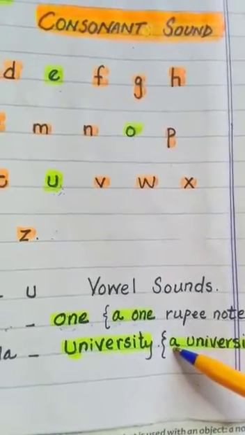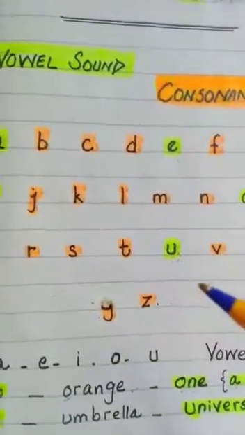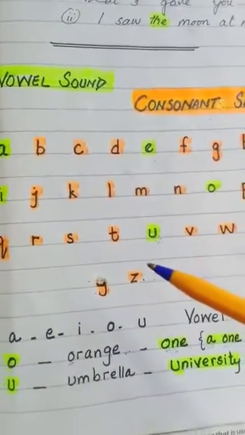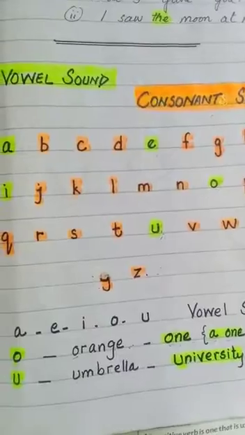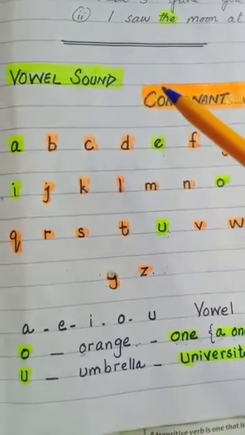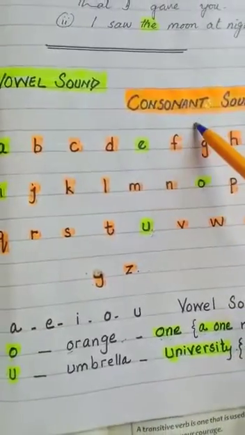Okay dear students, now how these articles a, an and the are used, inshallah I will teach you in my further lecture. I hope that you have understood the difference between vowel sound and consonant sound.